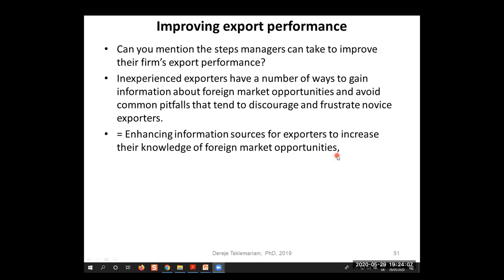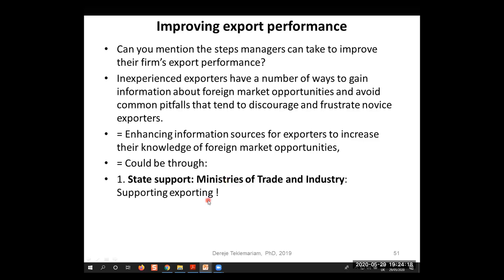So what I'm saying is, they have really much knowledge, because there are a number of supports that can be provided. This could be done through what? One, it can be state support. There are ministers of trade and industry. The support can come from the Minister of Trade and Industry. There are a number of these even in Ethiopia. I think probably it's because of the limitation of capacity.